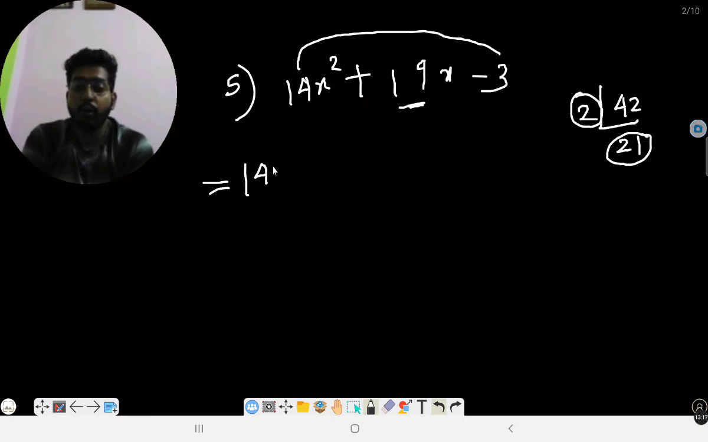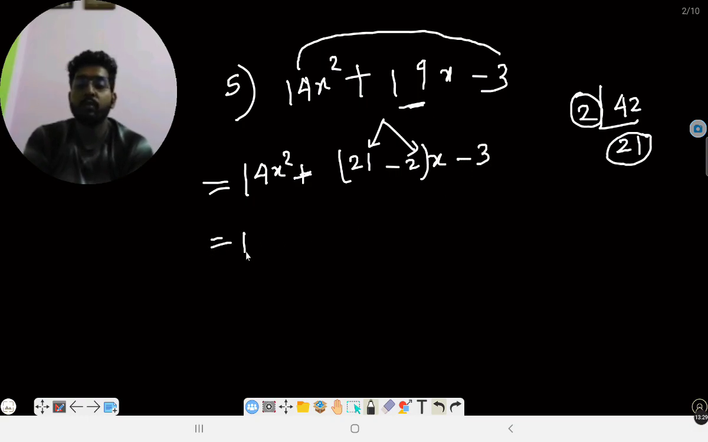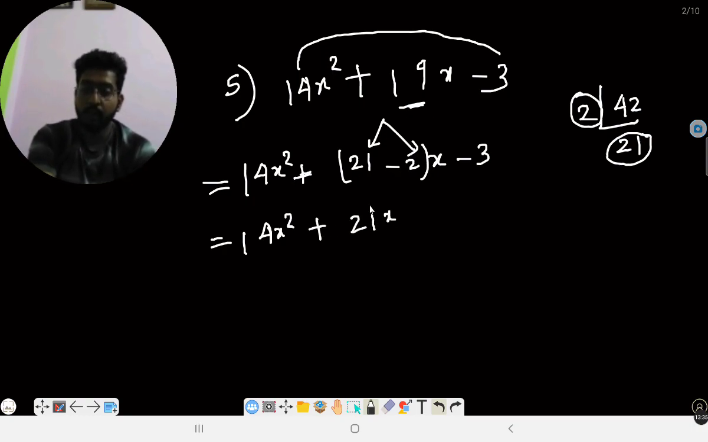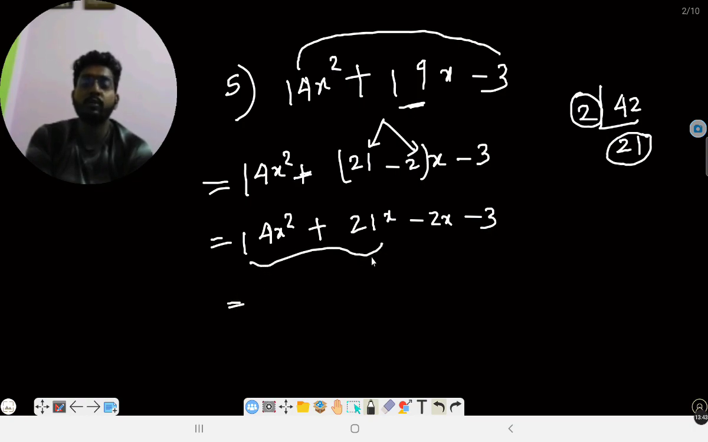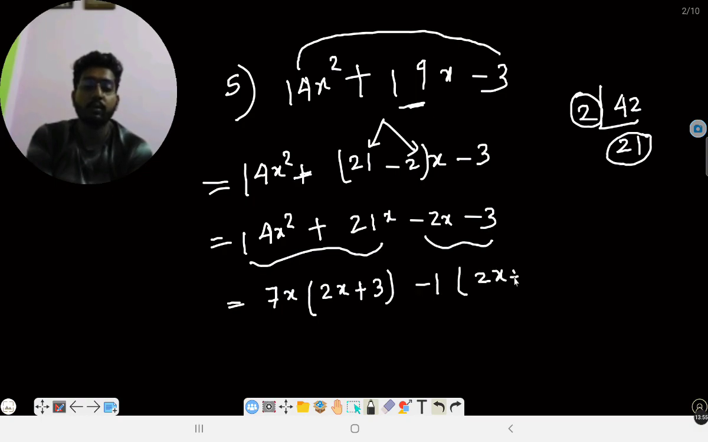So here we can write 14x square, and 19 can be written as 21 minus 2, x minus 3, like this. So it will be 14x square plus 21x minus 2x minus 3. Now from these two, what is a common element? 7x is a common element, so it will be 2x plus 3. Now from these two, what is a common element? Minus 1, so that will be 2x plus 3.